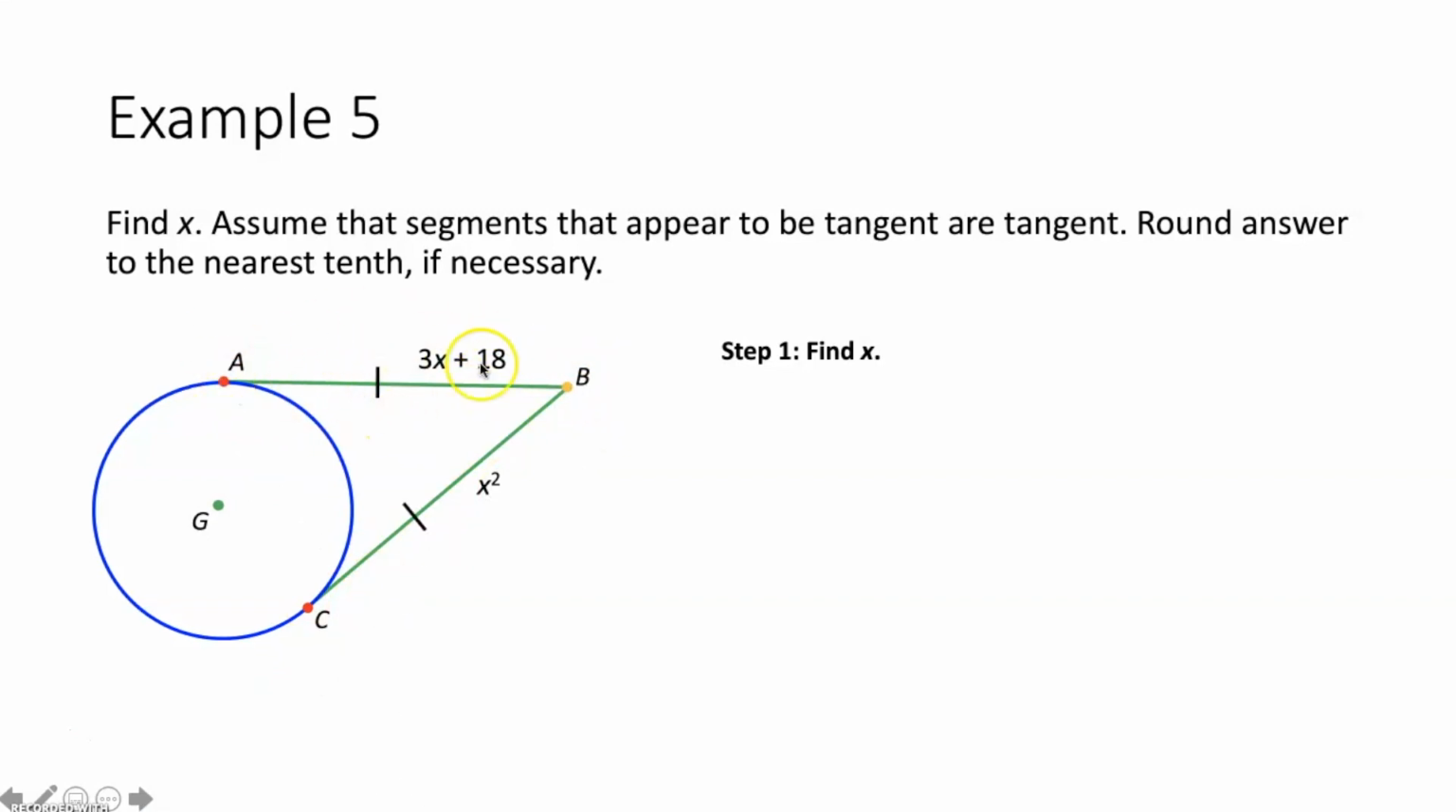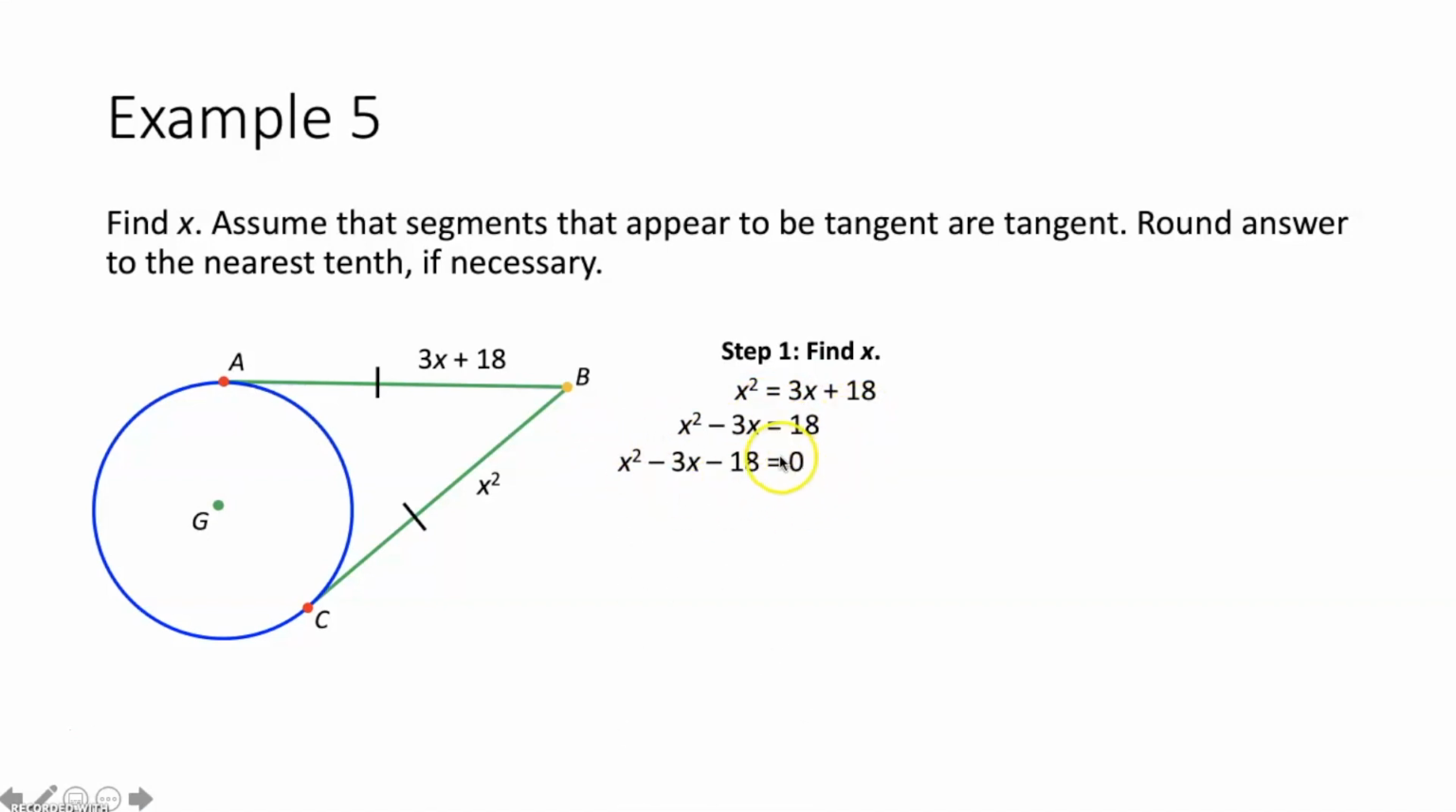So we know segment AB must be congruent to segment CB, meaning that their measures must be equal to each other. So we can set the measure of segment AB, which is 3x plus 18, equal to the measure of segment CB, which is x squared. Now all we have to do is solve for X. Oh, but we have an X squared and an X. Well, we can't subtract those from one another. So what we're going to do when this happens is we're going to get everything to one side of the equation. I'm going to subtract 3X from both sides of the equation, and I'm going to subtract 18 from both sides of the equation.